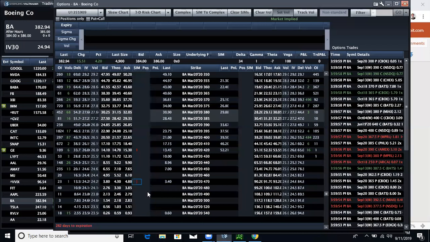All right. So the next standard deviation. 1.5 standard deviations is going to be $120, right? We're at 380. Or no, that's two standard deviations. 1.5 is going to be like $90. So that's going to put us at 470, right?